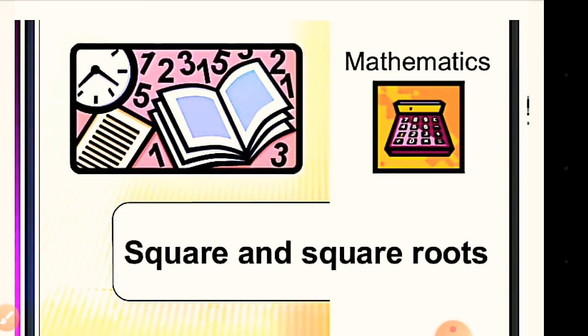For example, if you multiply 3 into 3, the answer is 9. So 3 threes is 9. So 9 is a square number because after multiplying the same number two times, we get the answer 9. Such numbers, which we get after multiplying the same number two times, are called square numbers. So we will deal with square numbers and then square roots.